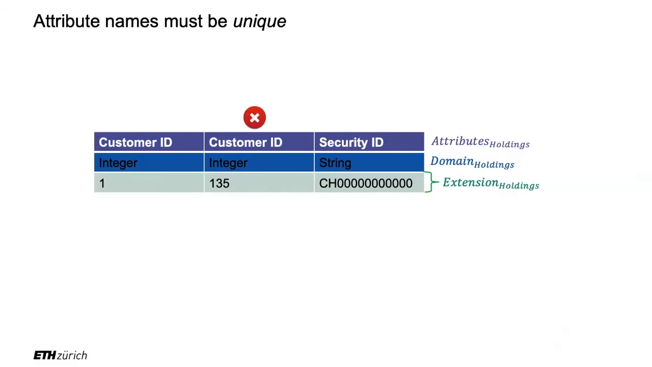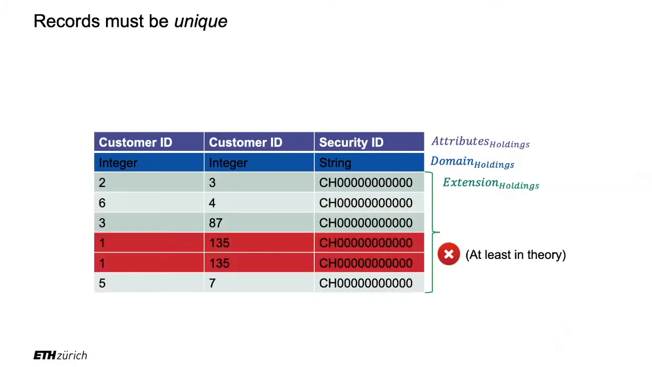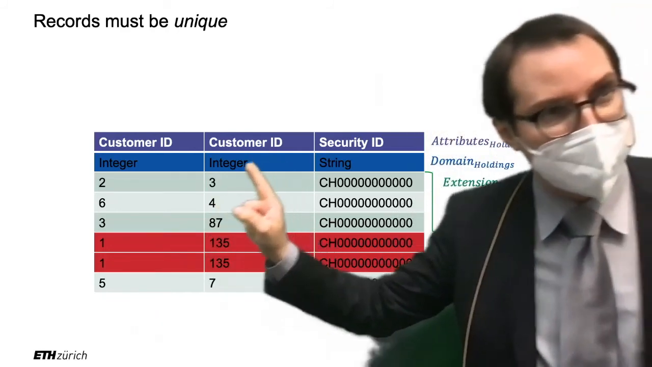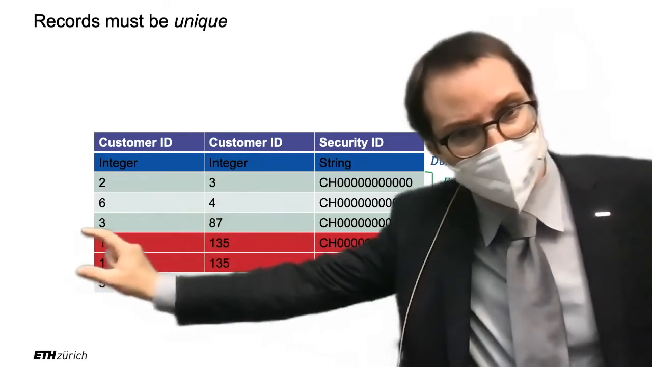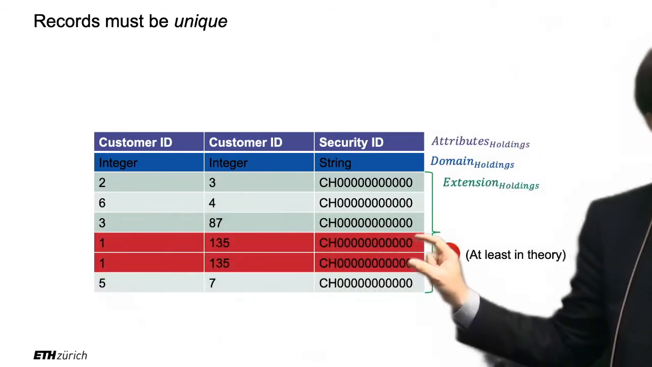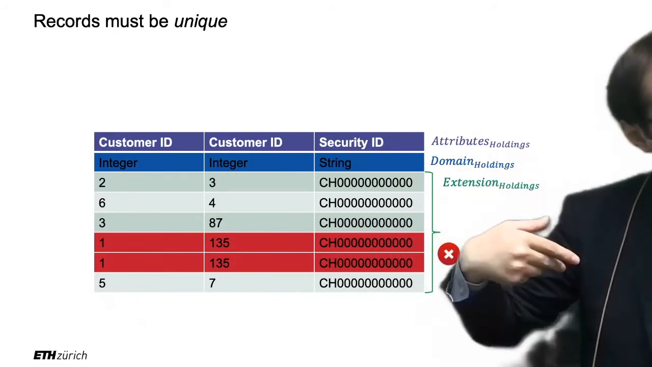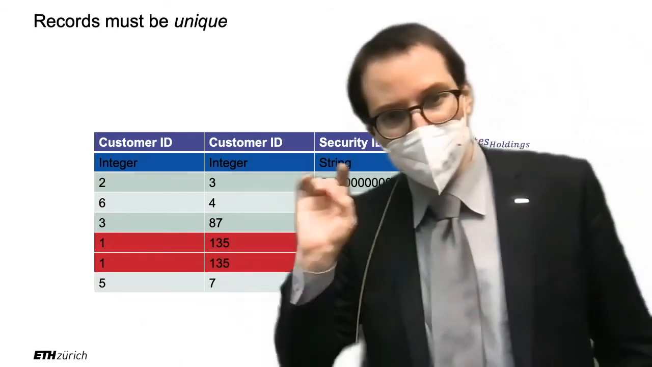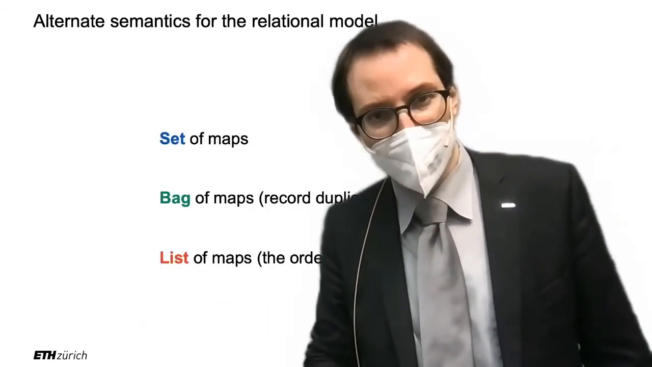What you cannot have is duplicates in the attribute names. This is not allowed. Why? Because we said it's a set of attributes, right? In a map, you can only map at most one value with every string by definition of a map. The records must also be unique with the definition we gave. Why? Because it's a set of maps. In a set, you cannot have duplicates, right? It's also true as a set of tuples, right? In a set of tuples, you also cannot have duplicates. So records must be unique, okay?